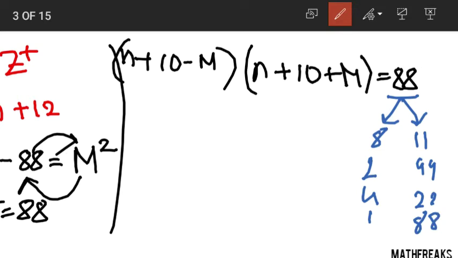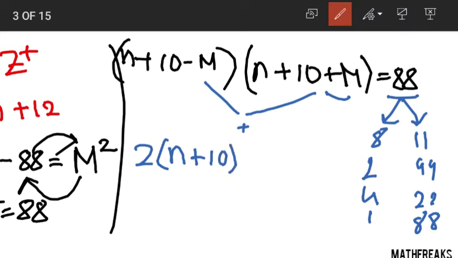Now we can see that we have to find n, right? So we have to eliminate m from these two expressions. So the only possible way of doing this is adding them, right? So if we add them, minus m and plus m get cancelled. Now we are left with 2 multiplied by (n plus 10), right?